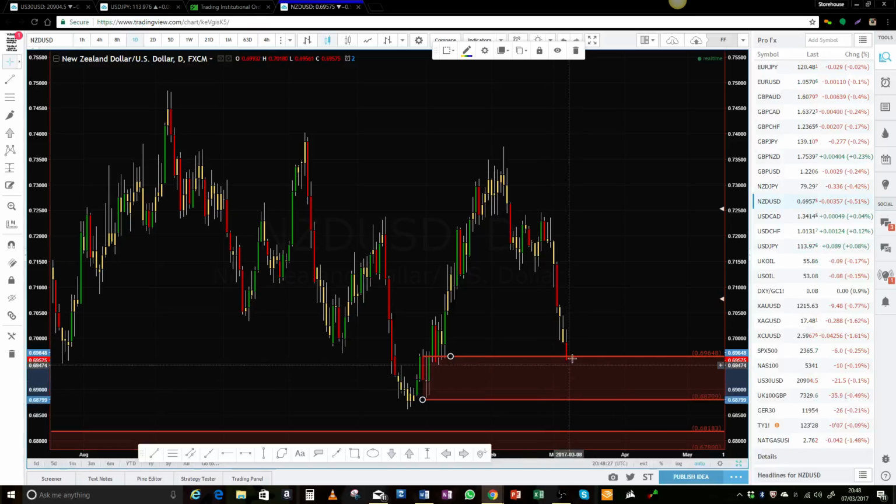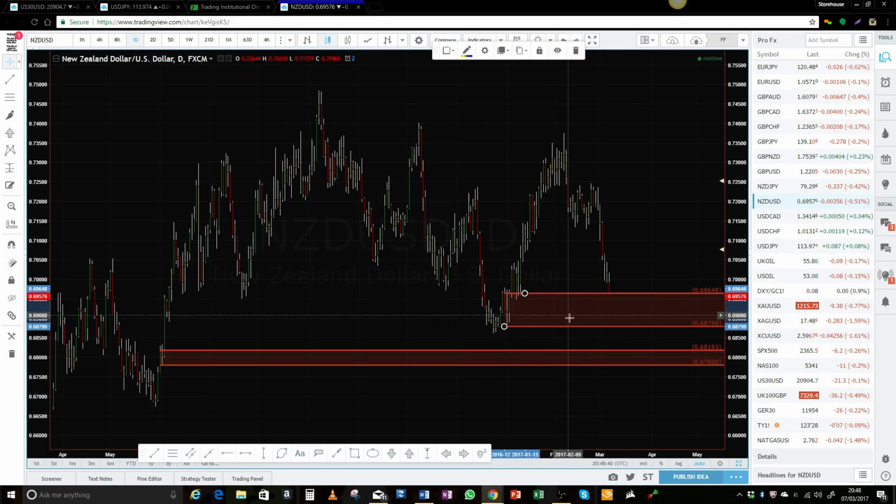So I would keep an eye on that area for demand. In terms of supply, maybe something up in here on a smaller time frame may be the way to go, but for now this would be the play on the New Zealand, the areas to watch for buys. Sells would be up in here, maybe up in here as well.